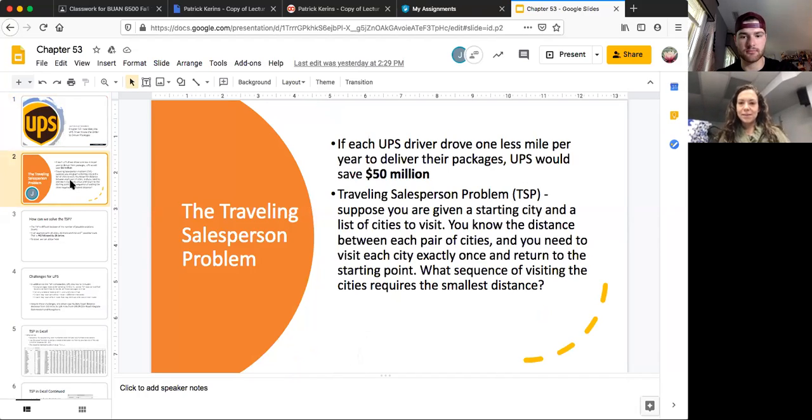For UPS in particular, they found that if each UPS driver drove just one less mile per year to deliver their packages, they would save $50 million. So this is the classic traveling salesperson problem. Suppose you're given a starting city and a list of cities to visit. You know the distance between each pair of cities, and you need to visit each one just once and return to the starting point. What you're trying to figure out is what sequence of visiting these cities requires the smallest distance.